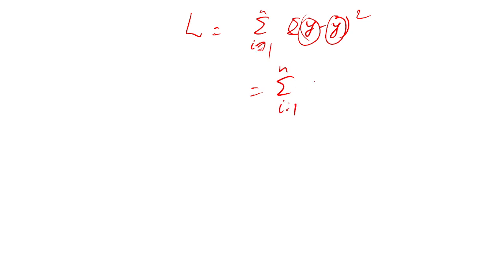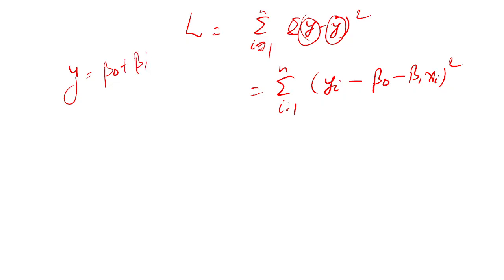We know that L is equal to summation of (y minus y bar) square. One is what we have predicted, and the other is the value we have. So with i equal to 1 to n, it becomes summation of (yi minus beta naught minus beta 1 xi) whole square, because we know y is equal to beta naught plus beta 1 xi. We have to minimize this.